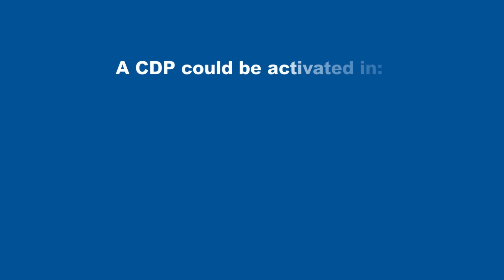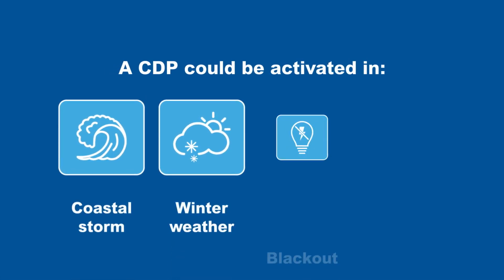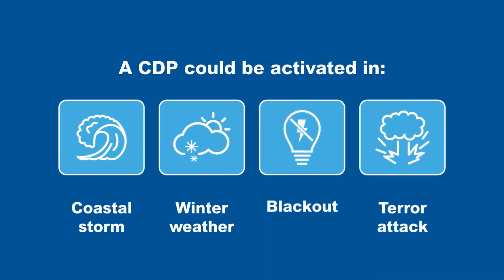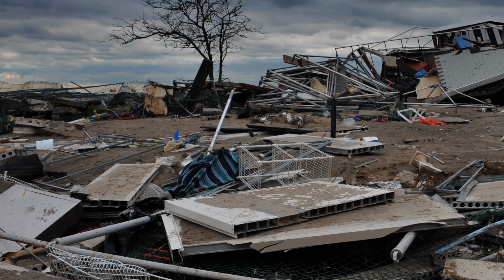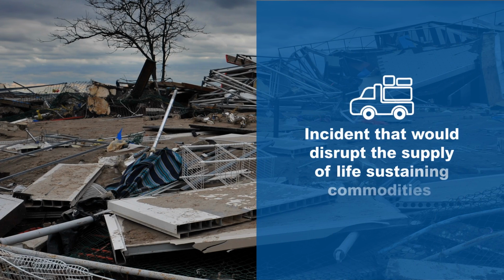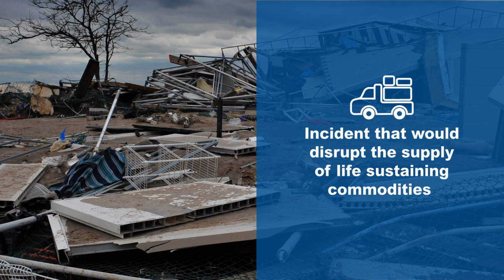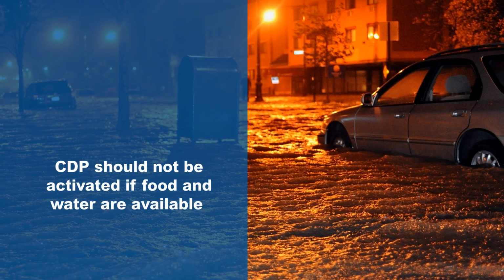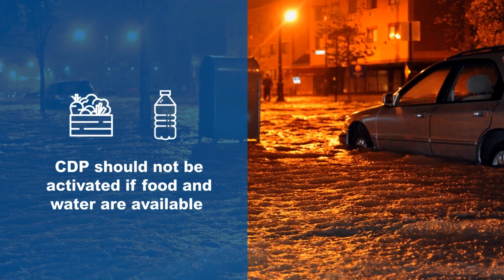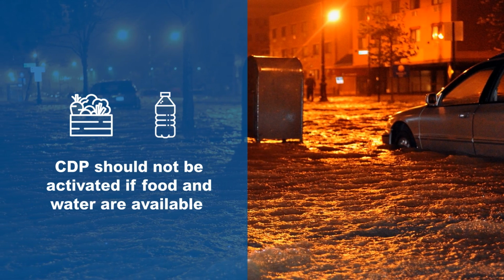When would we need a CDP? A CDP could be activated in the event of a coastal storm, a winter weather event, a blackout, a terror attack, or for a variety of other situations. To activate a CDP, New York City would have to experience a large-scale incident, natural or man-made, that would disrupt the supply of life-sustaining commodities. A CDP should not be activated if food and water are available through existing stores, businesses, or restaurants.